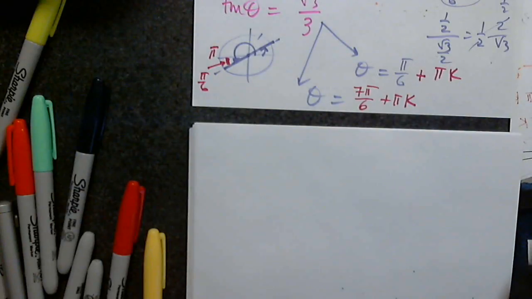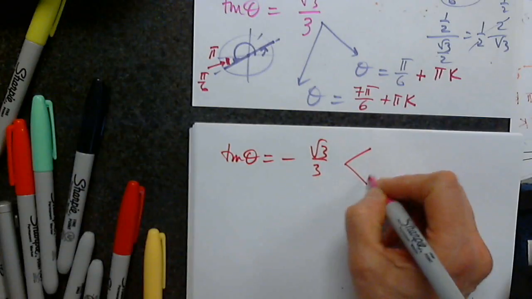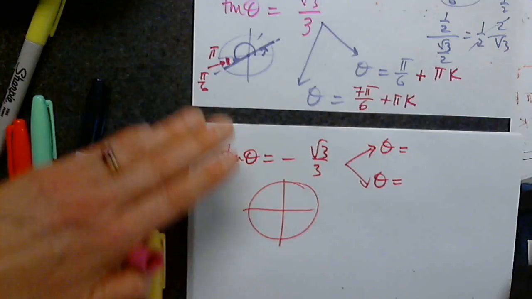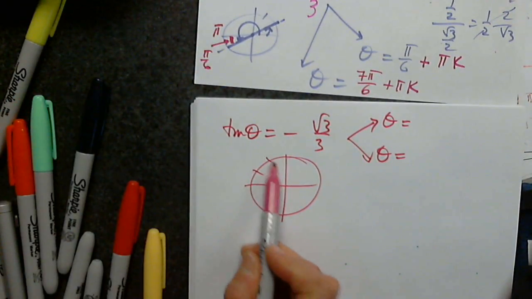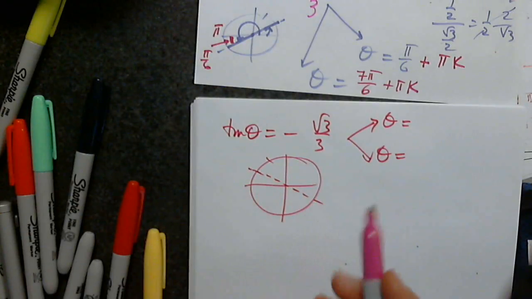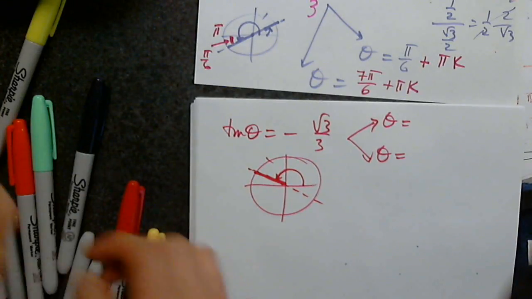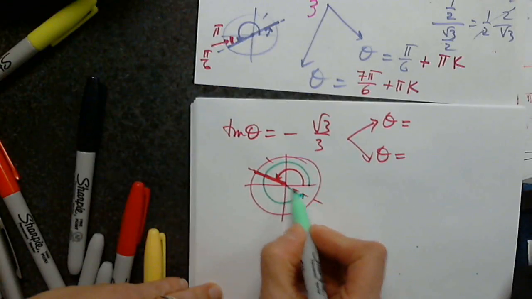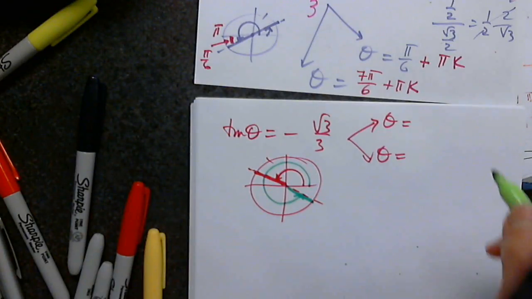Okay, and the last one, we have tangent theta equals negative the square root of 3 over 3. And of course, we have two options, theta equals and theta equals. But I have now to look at the unit circle. And the reference angle still has to be pi over 6. So then this is the first angle, or one angle, and here's the other one. Both have the same reference angle, pi over 6. And what are they?